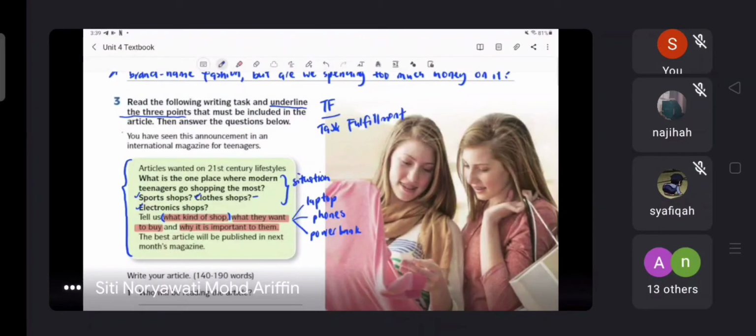Okay, so bila kita tengok yang ni kan, okay, what they want to buy, next question is why is it important to them? So kenapa laptops important, why phones are important, and then why power banks are important. So power bank, kenapa power bank penting?